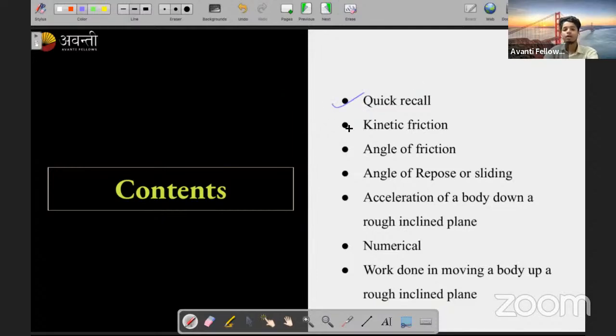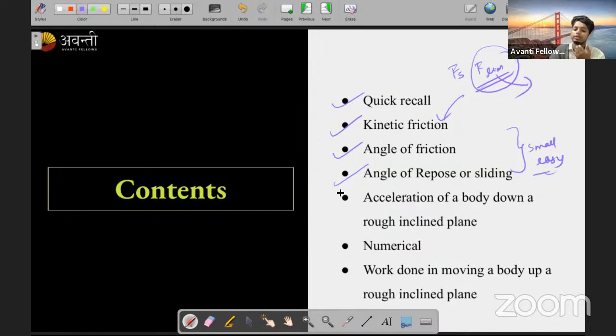Then we'll talk about kinetic friction, students. Already we have talked about static friction. Yesterday we talked about limiting friction, but only certain things. Today we'll be completing it very soon. Then we'll quickly jump into kinetic friction. Then today we'll talk about angle of friction, then angle of repose or sliding. All these are very small and very easy concepts.